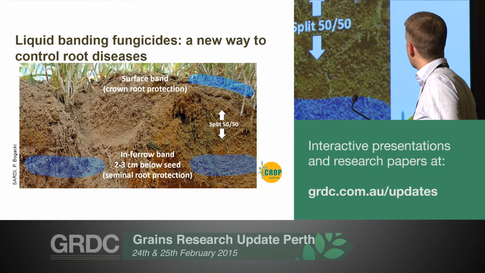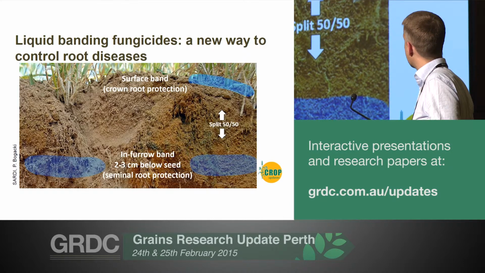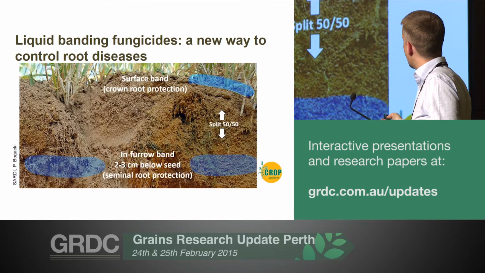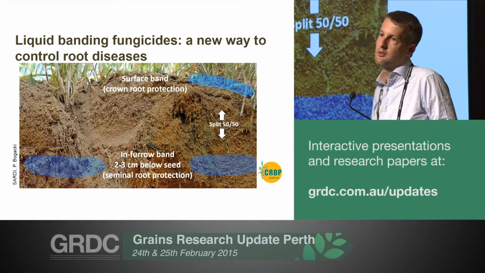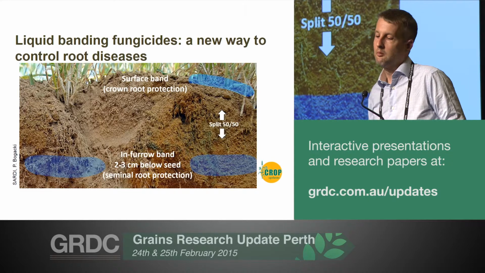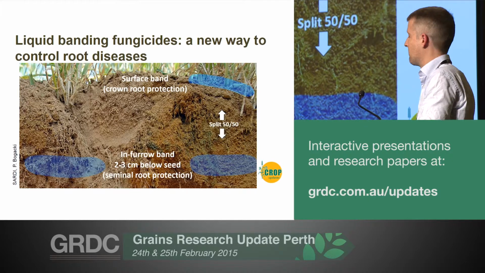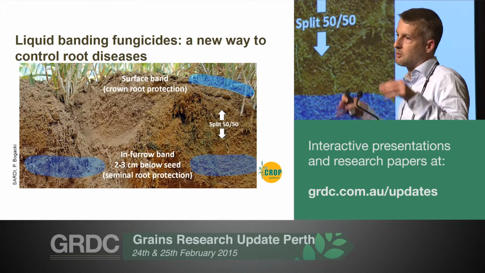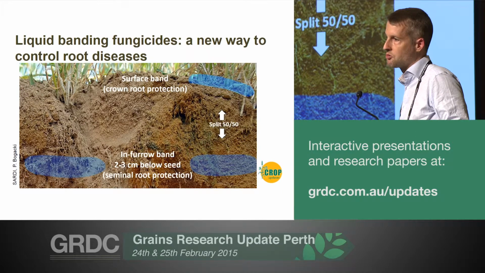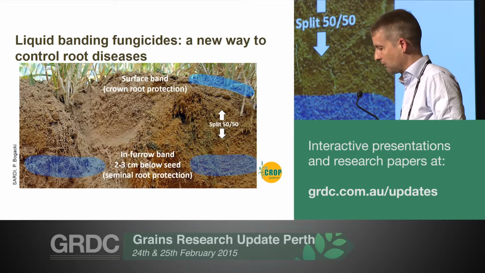Uniform is also registered, as I said, for split application, so above the ground and then into below the ground. What this does is it actually protects the crown roots. So as the fungus moves down the profile and the crown roots are developing, it's protecting them. And you'll see what impact that has on yield.